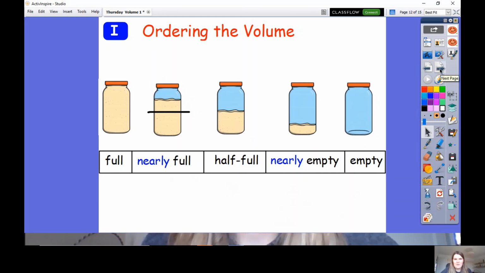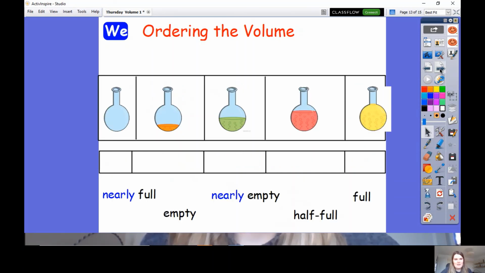Brilliant work, everyone. Okay, let's see if you can have a go at this one. This time we need to move the labels to match the container. So I want you to have a little think. You can label the containers aloud, and then you're going to tell me where to put the label. So you're going to put me on pause. You could just say the labels aloud, and then we're going to have a go labeling them together. Okay, putting me on pause now.